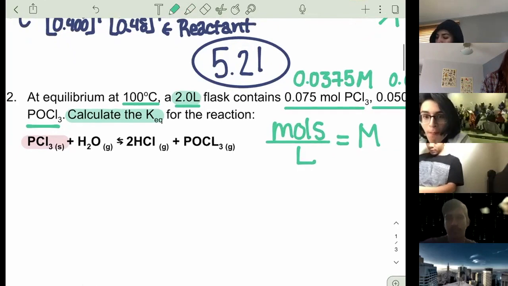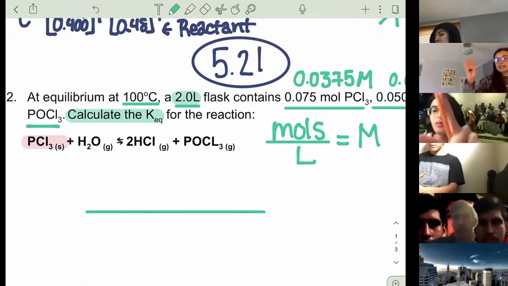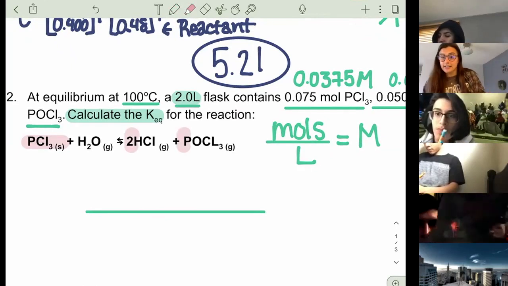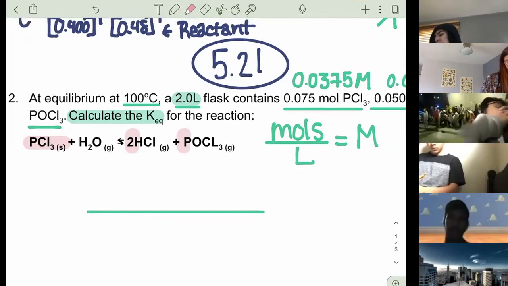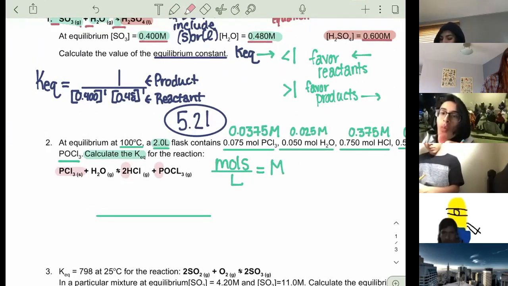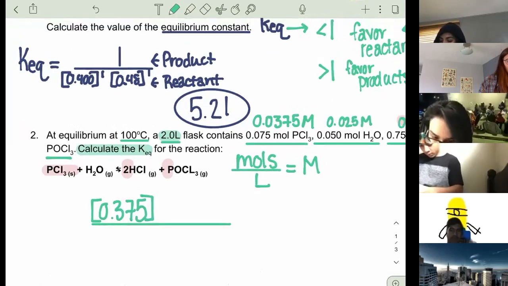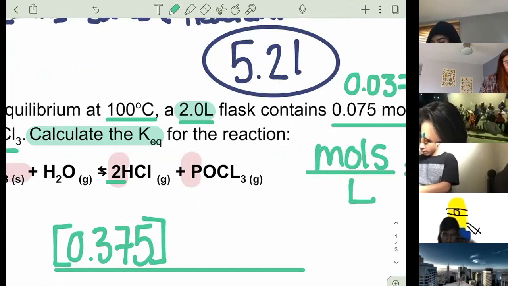But we do need to include the rest of the concentrations. To set up my equation, I put the concentrations of my products on top. If you notice, our HCl now has a coefficient. So for our HCl value, we take our molarity, 0.375, and now it has to be raised to the value of the coefficient. In this case our coefficient is 2, which means this needs to be squared.